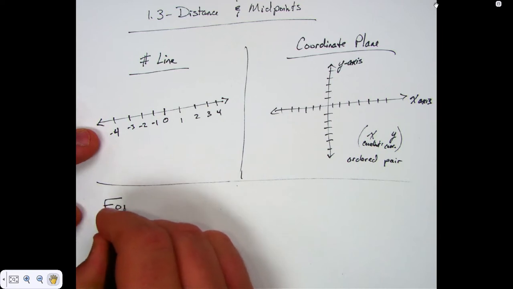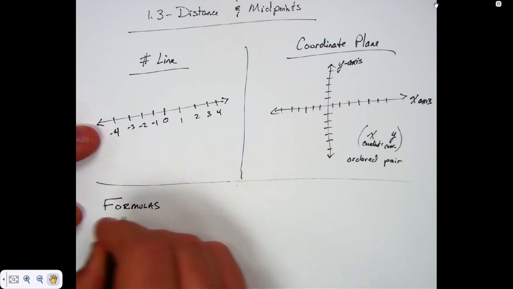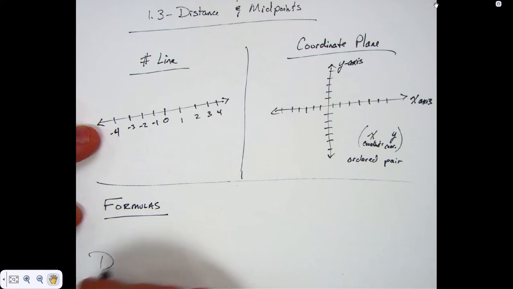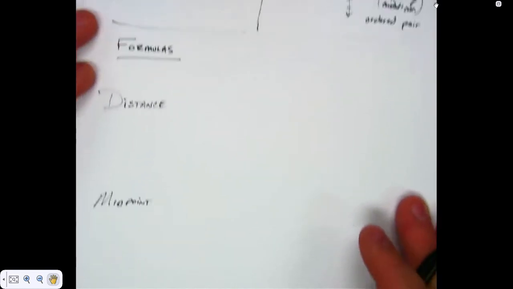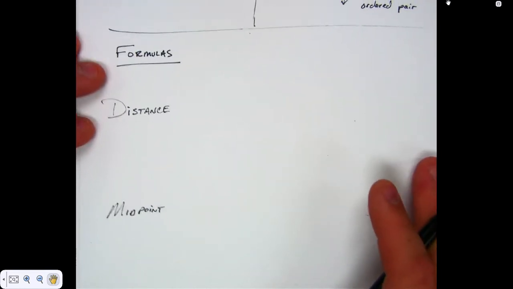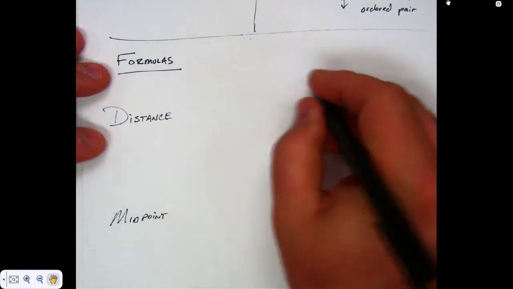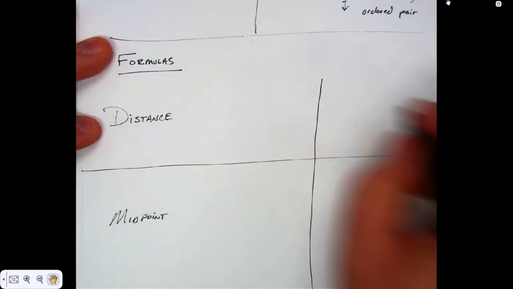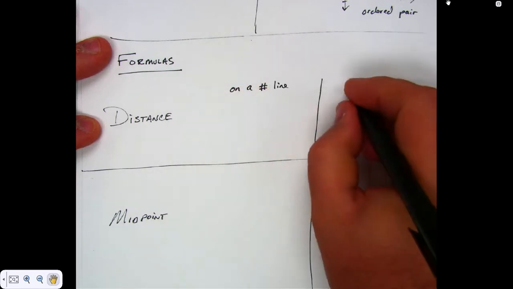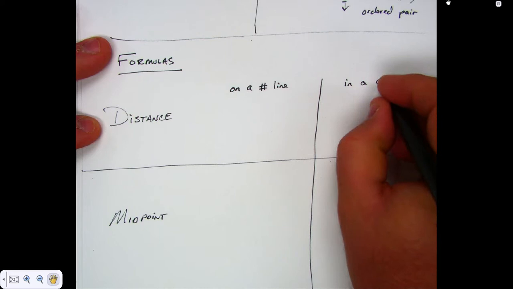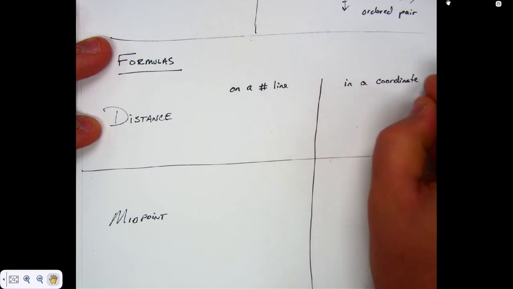We're basically going to have some formulas today for distance and the midpoint. Is everybody okay with the stuff on top? And in essence, we're going to have two situations: on a number line and in a coordinate plane.